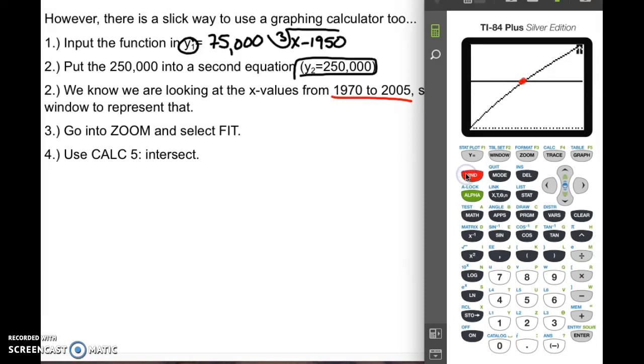So I go second, trace. I want number 5 where they intersect. And then it asks me some questions. First curve. They've got y1 up here, so I'm just going to say OK, and I'll push enter. And now it changed to second curve, y2, sure thing, push enter. It asks me to guess. You don't have to guess. Just push enter again. And so they're saying that when x is about 1987, y is 250,000. So the exact same answer we got before, just another method of doing it.